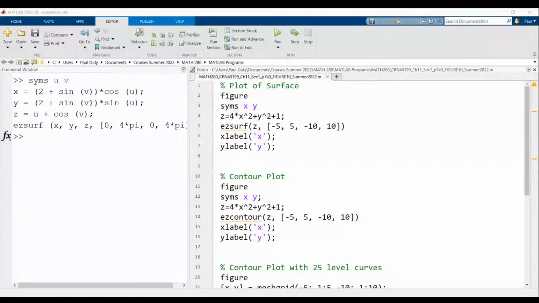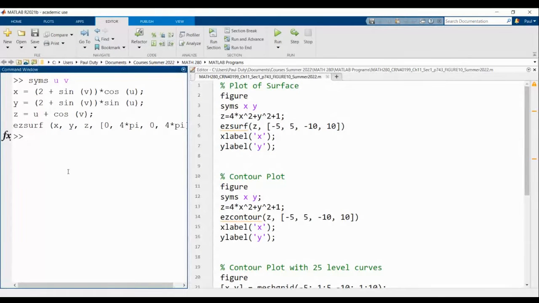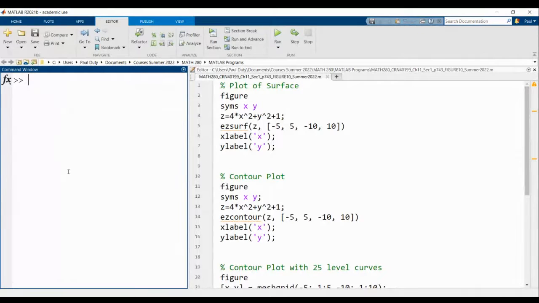Okay, and this should be what you have. Now what I'll do in MATLAB is use the command clear vars to clear any old variables out, and I will use clc so I get my command window cleared out.